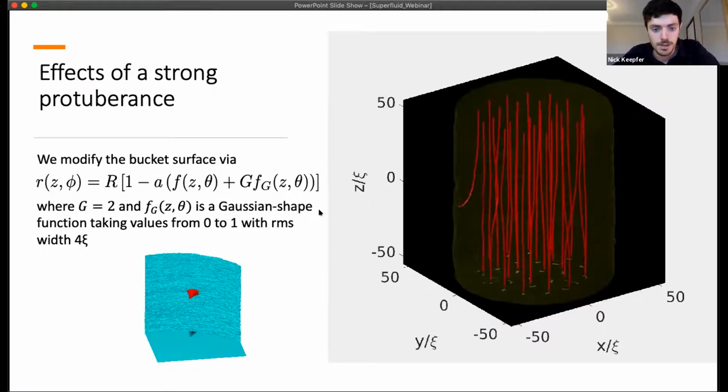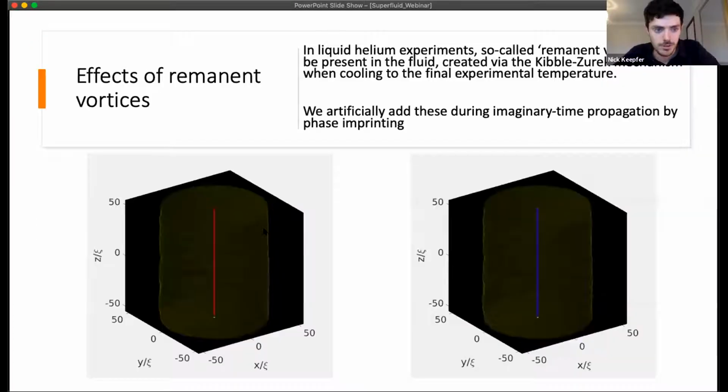The next thing we looked at was the effect of a remnant vortex. In these experiments, the way you get your condensate is that you start with a thermal fluid and cool it down. On the way to doing this, depending on the rate at which you do it, you can have some vortices left over from the Kibble-Zurek mechanism that live within your cylinder, possibly for a long time, and then you might run an experiment not knowing they're there. So we wanted to check again whether experiments could tell if one was there or not, based on the dynamics with or without one.